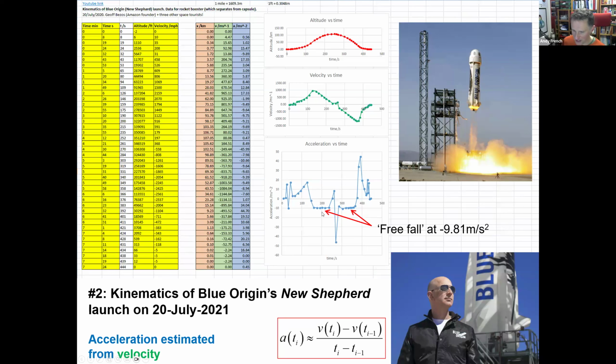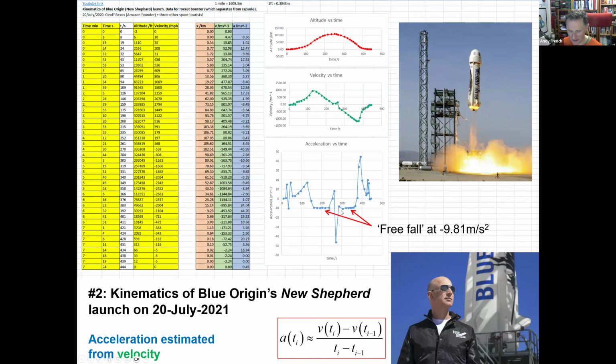So none of the fancy fitting of cubics that we did for Usain Bolt. We've got quite enough data here to do something quite simple. As a result, you get some rather noisy acceleration, but there are some interesting remarks here. You can see that it's pretty much at g, where I looked at the arrow. Towards the top, near apogee, it's essentially weightless. So it's falling at the same acceleration as gravity.